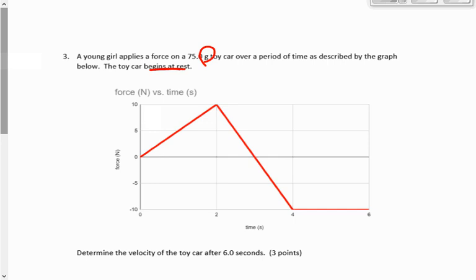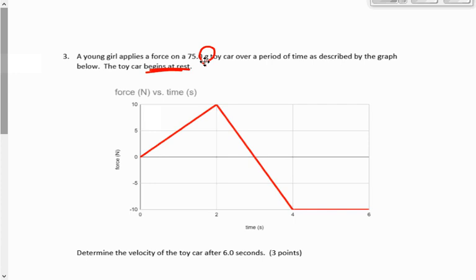We want to draw attention to that, right? Because sometimes it does not begin at rest. There's a multiple choice question that you guys had that's real similar to this, where it didn't begin at rest. It had a certain initial velocity. So if it does have an initial velocity especially, circle it or underline it or something to draw attention to it.